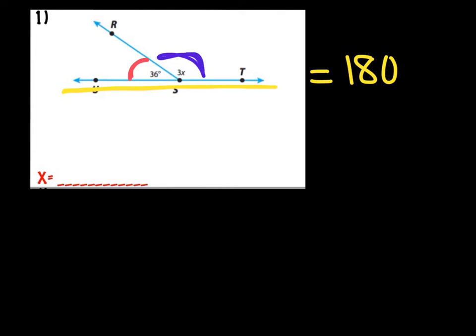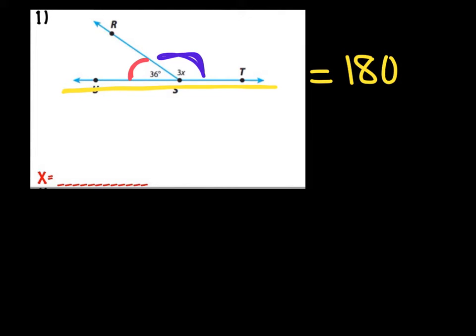On your paper, question 1 should look like this. So the first thing we're going to do is look overall, what type of relationship do we have? Do we have a straight line or do we have a corner? When you look at this shape, it looks like it makes a straight line. So that means the total will be 180. I'm going to take the first angle plus the second angle, and that equals 180 degrees.